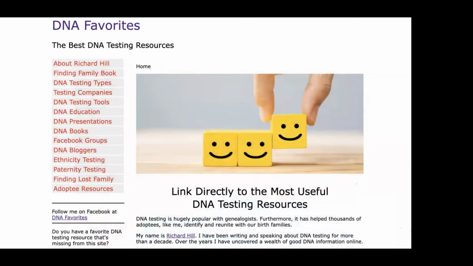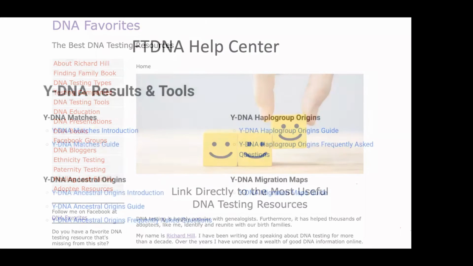For a basic, easy to understand grounding in DNA testing, start with my website, dnafavorites.com. You can see the menu of pages in red. Starting near the top and moving down from one page to the next provides a great overview of genetic genealogy today. And along the way, you'll find more than 150 links that can take you directly to the most useful DNA testing resources.